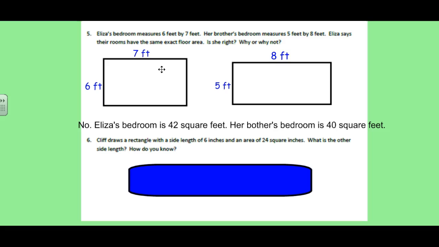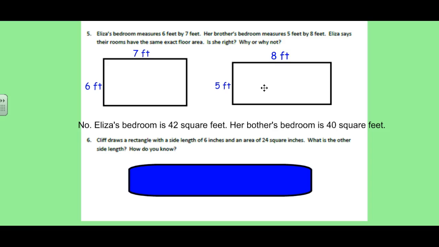Okay, so here are the two area models I was looking for, and once again, it's okay if yours was flip-flopped and you had the 6 and the 7 and the 5 and the 8 in a different place, but that's what I was looking for. And to answer the question of, is she right, why or why not?